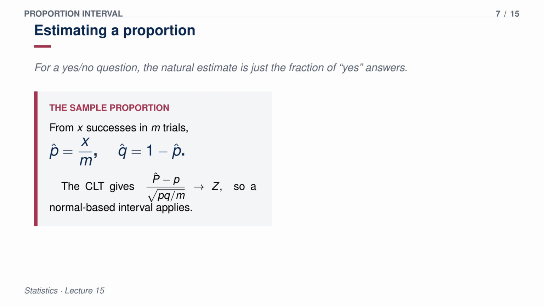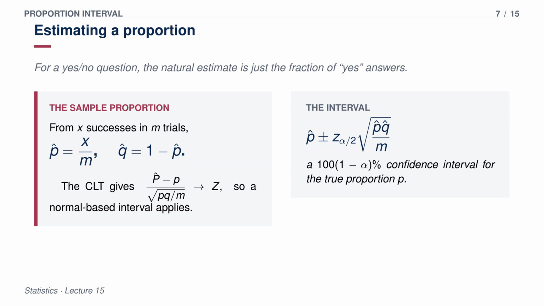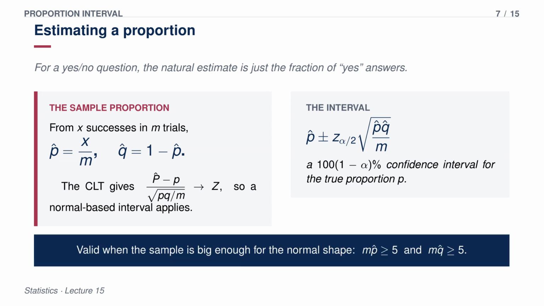And does the central limit theorem write in again? It does. P hat minus P over root of PQ over M behaves like a standard normal. So we get a normal-based interval, same family as the mean. And it has the very same shape. P hat plus or minus z alpha over 2 times the root of P hat Q hat over M. Estimate in the middle, z times a standard error on each side.